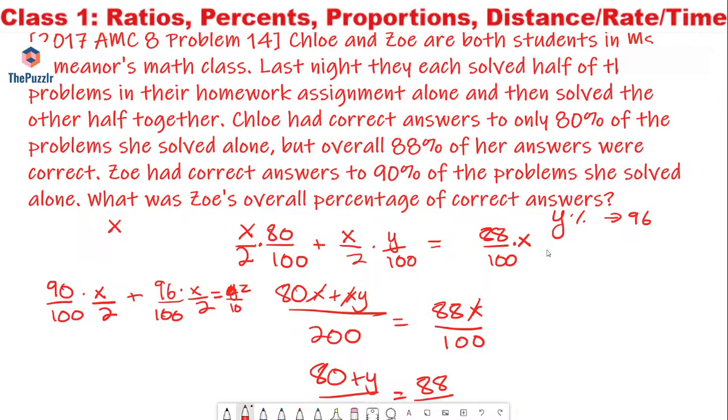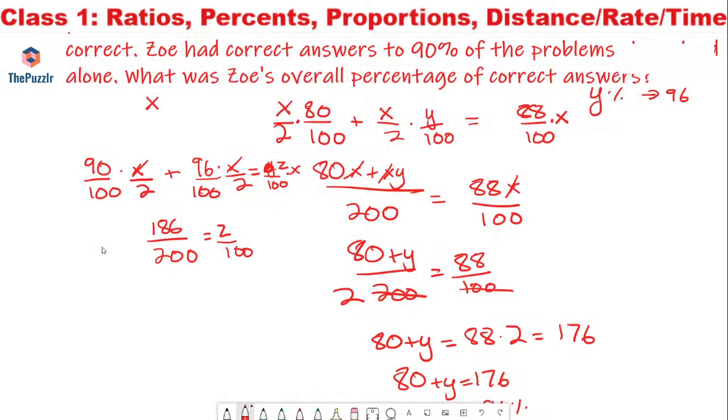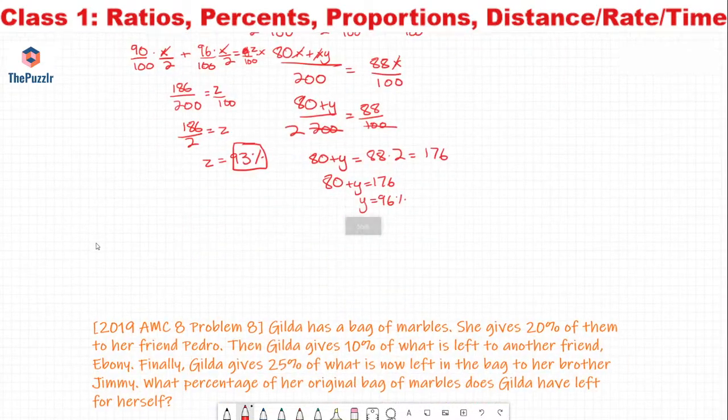Let's use a different variable. Let's use z over 100 times x. Once again, the value of x just cancels out from each term. We're left with 90 plus 96, which is 186, over 200 is equal to z over 100. Once again, the factors of 100 cancel out, and we're left with 186 over 2 equals z. More specifically, z is equal to 93%. Don't forget the percent sign. So our answer is 93%. Let's box that.